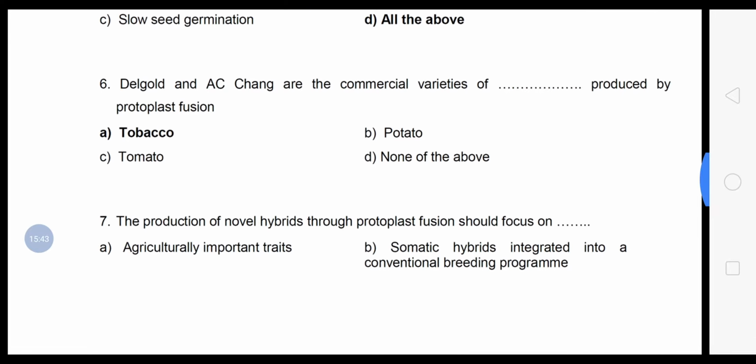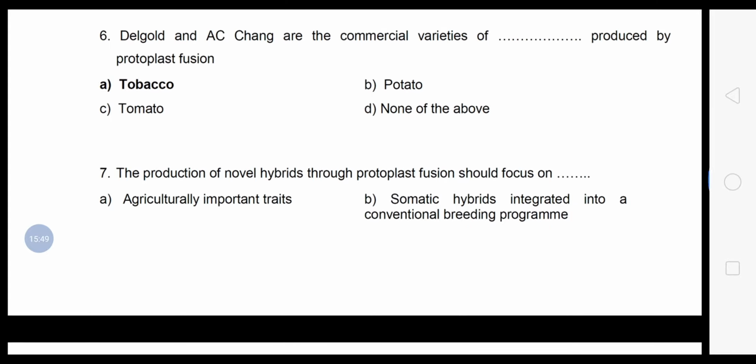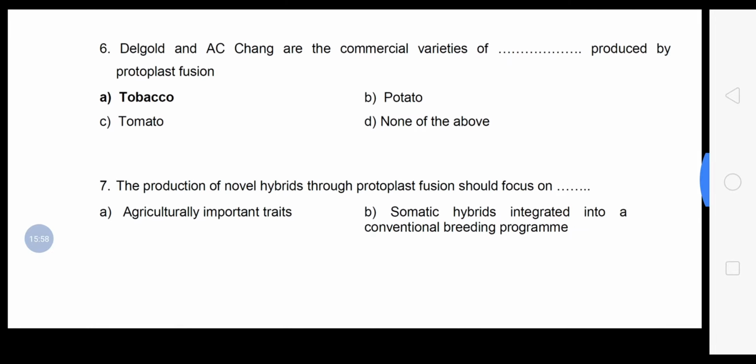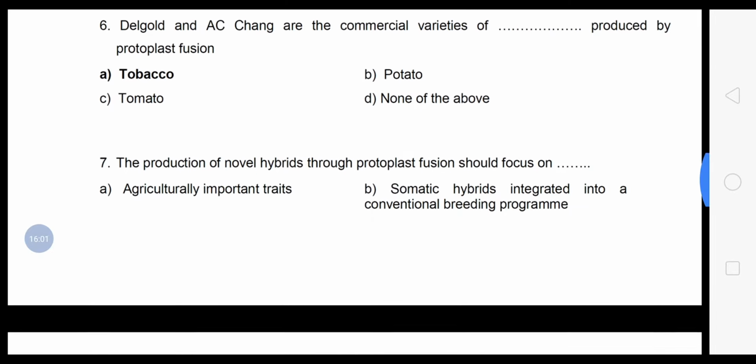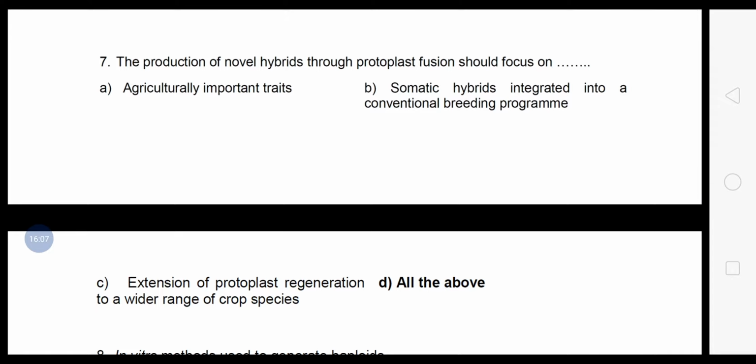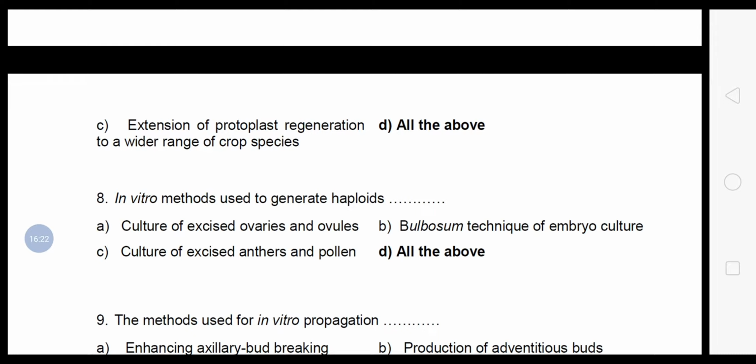Delagold and AC Chang are the commercial varieties of tobacco produced by protoplast fusion. This you need to remember, often asked in many of the competitive exams. Production of novel hybrids through protoplast fusion should focus on agriculturally important traits, not on all the traits, whichever are very important. Then somatic hybrids integrated into a conventional breeding program. Then extension of protoplast regeneration to a wider range of crop species.